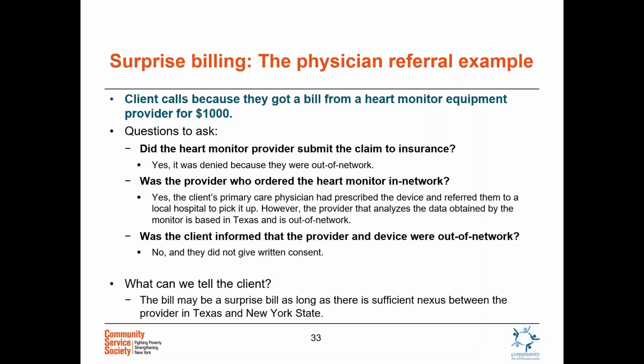Again, you can tell the client that this bill may be a surprise bill, as long as there is a sufficient nexus between the provider in Texas and New York State. And let's just say that this primary care physician is constantly using this device, and this device's data is always analyzed in Texas. And therefore, there is a relationship there. There's a regularly conducted business relationship between the provider in New York State and this provider in Texas, because there seems to be this constant pattern of referrals.